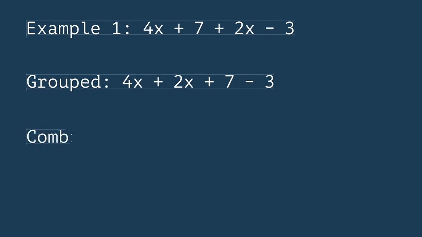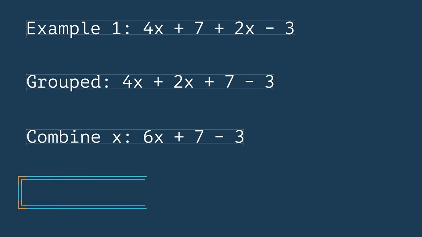Now, combine the x terms. 4x plus 2x equals 6x. We added the coefficients, 4 plus 2, and kept the variable x. Now combine the constants. 7 minus 3 equals 4. So the final answer is 6x plus 4.